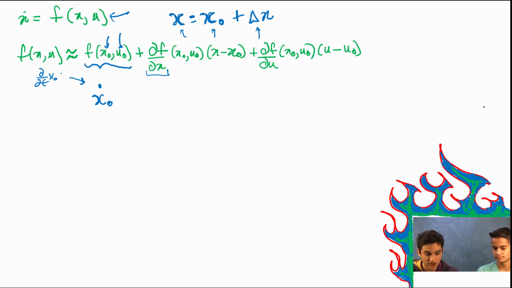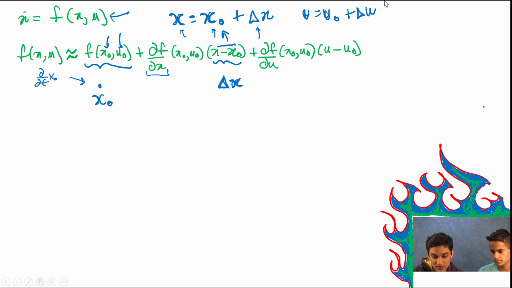Cool. Now, we're going to do some simple algebra here, and from this thing and this thing, we're going to conclude that this is equal to delta x. And remember, this is also a function of time. And now we're going to say u is equal to u0 plus delta u, where these are functions of time as well. And then this becomes delta u. Sound good? Sounds good.